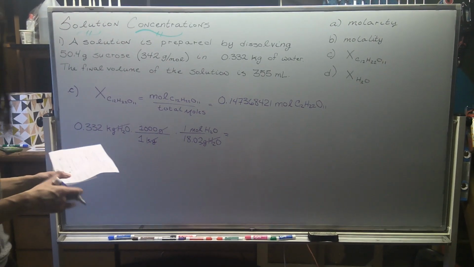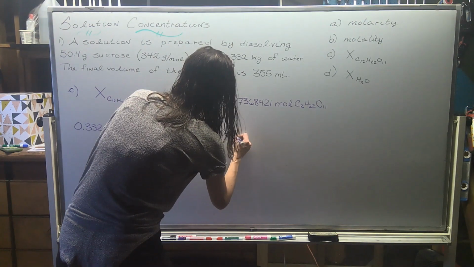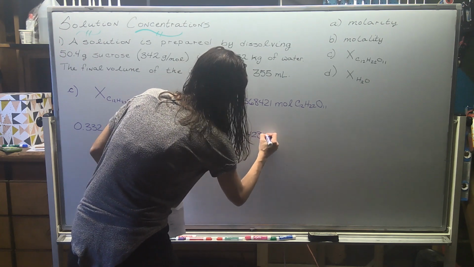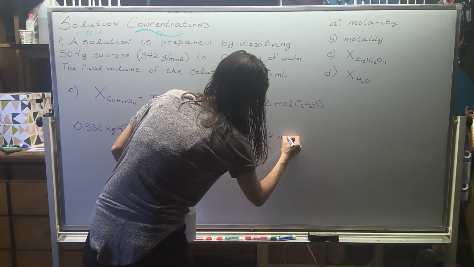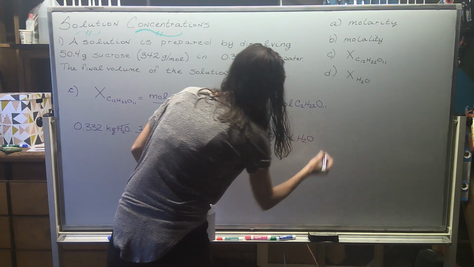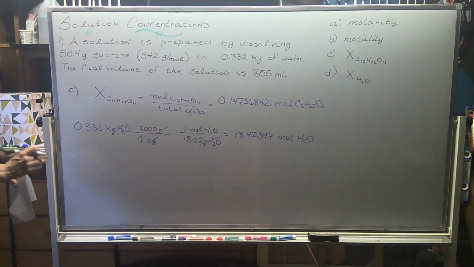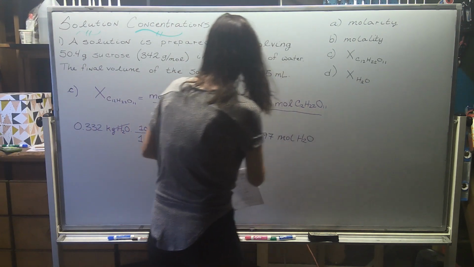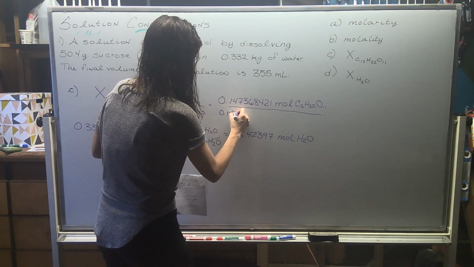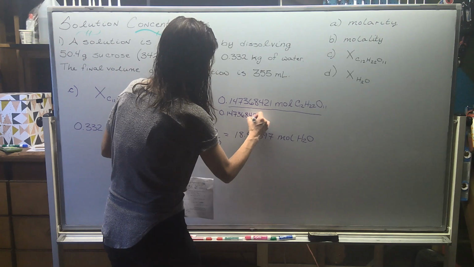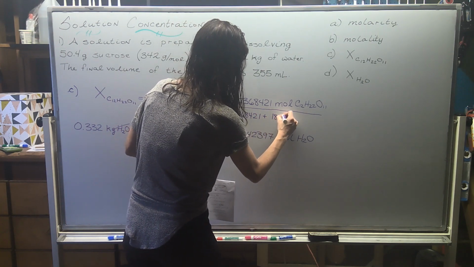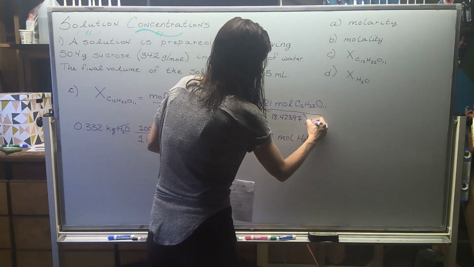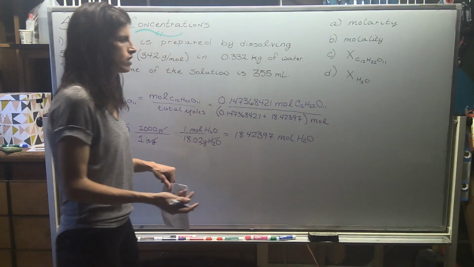So quite a bit of water, right? Makes sense though. We have 18.42397 moles of water. So now that I got that value, I can use it in the denominator here. So I'm going to do 0.147368421 plus 18.42397. And this, we're adding moles to moles. So it has units of moles.